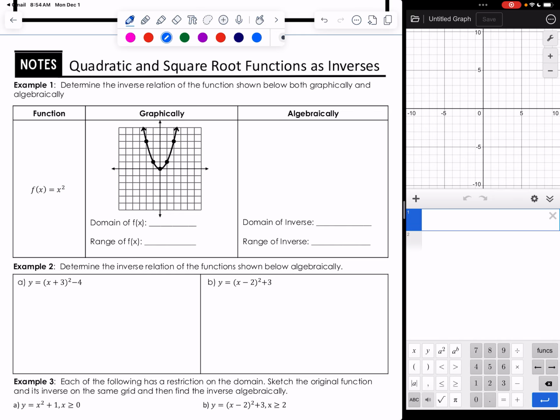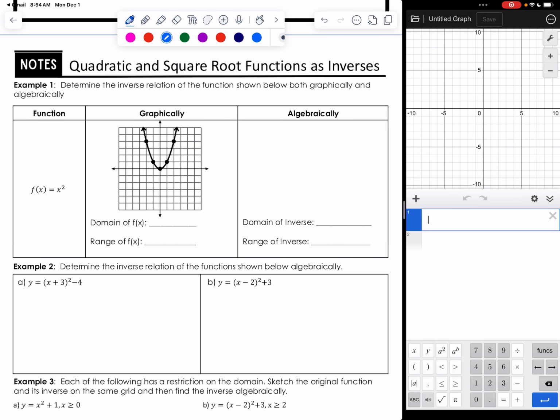In today's lesson, we will be exploring the relationship between quadratic functions and square root functions as inverses of each other. Before we do, let's start with an example. In example 1, it says determine the inverse relation of the function shown below, both graphically and algebraically. So our function in this problem is f of x equals x squared.